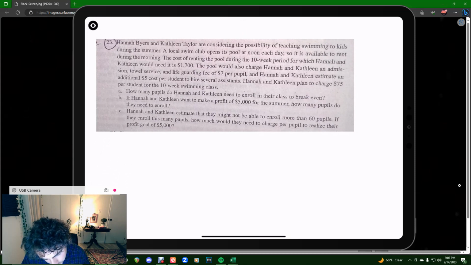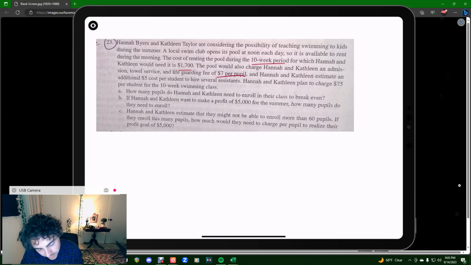Someone is teaching kids how to swim. The pool opens at noon, and they rent it during the morning. The cost of renting the pool during the 10-week period is $1,700. The pool would also charge them an admission, towel service, and lifeguard service, of $7 per pupil.